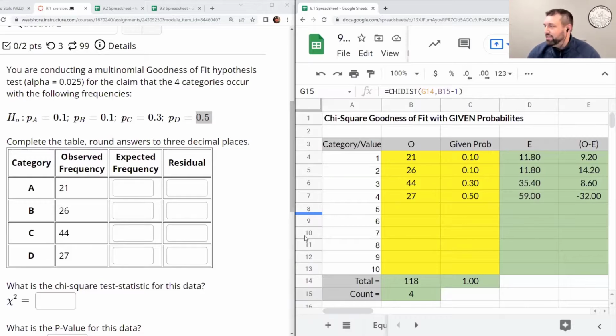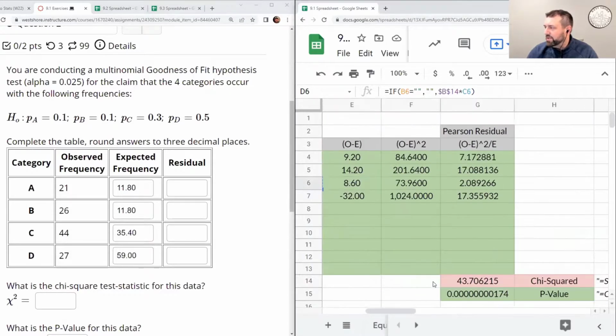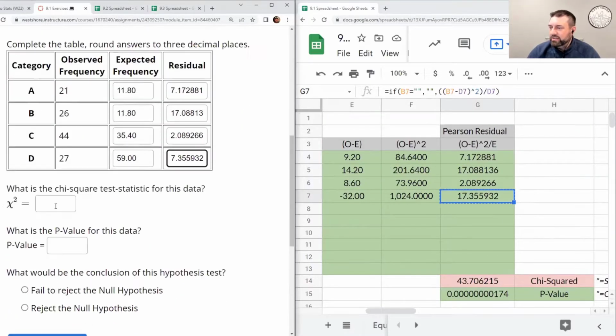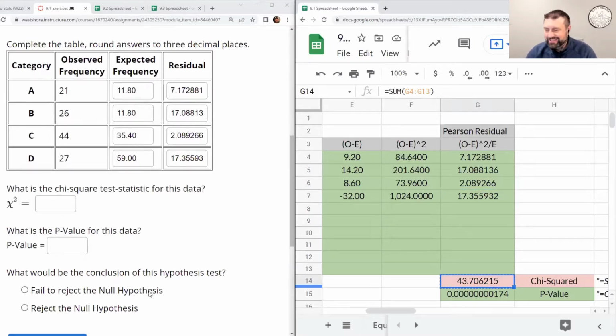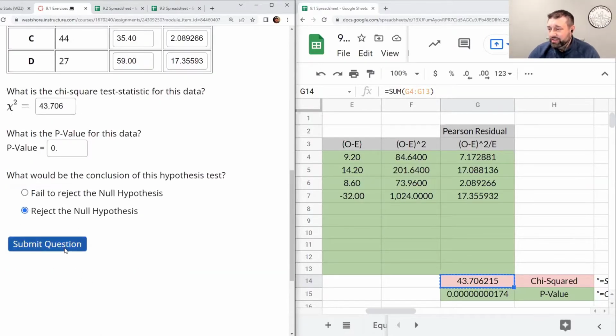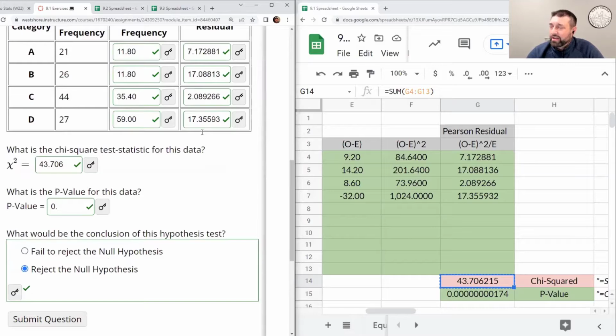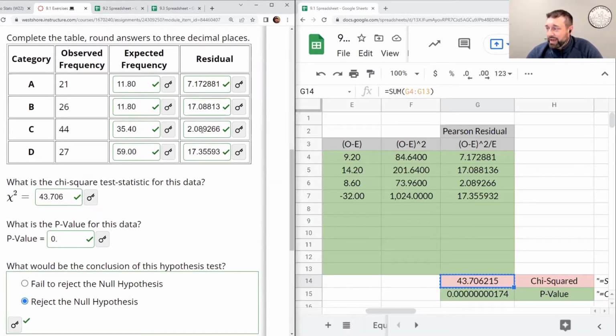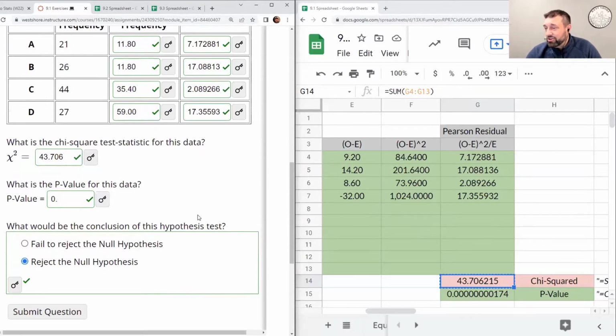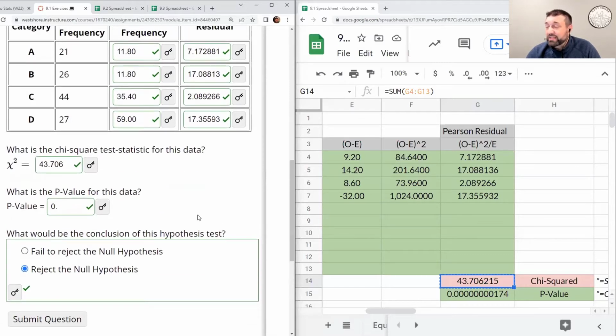So before we do that, let's drop in all these values. Okay, so our expected frequencies, we're just going to copy and paste these values. And then we're going to copy and paste our Pearson residuals. What is the chi-squared value? 43.7. That's funny. P-value, 0. And we are going to reject the null hypothesis. So this data set is really bad. This is where you immediately call in quality control and say something is wrong with your process. You have way too many blue fruit snacks.